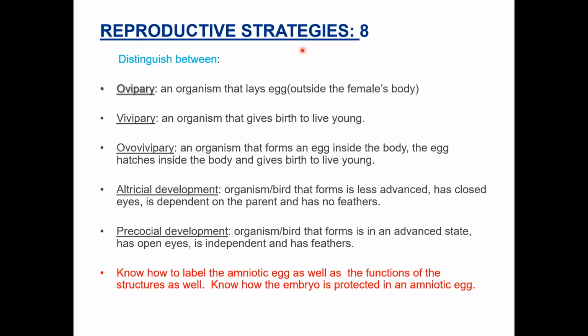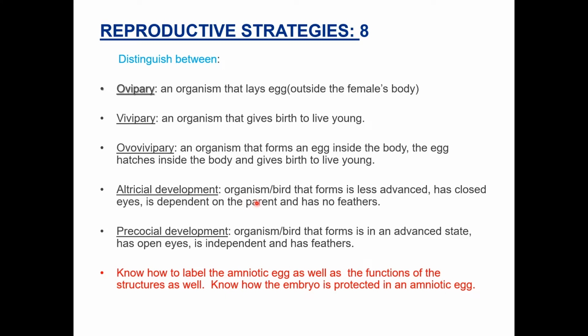Reproductive strategies is 8 marks. You must be able to distinguish between the following terms. Ovipary. It's an organism that lays eggs. Here, obviously the egg is laid outside the female body. Vivipary, an organism that gives birth to live young. Ovovivipary, an organism that forms the egg inside the female's body. The egg hatches inside the female's body and the female gives birth to live young. As you can see, it's a combination of vivipary and ovipary.